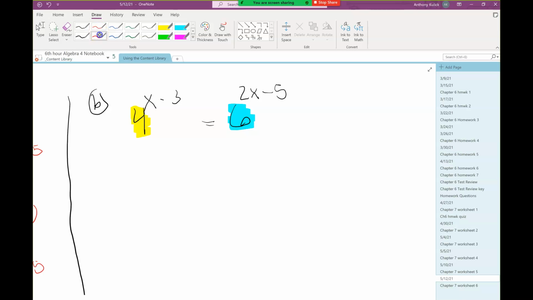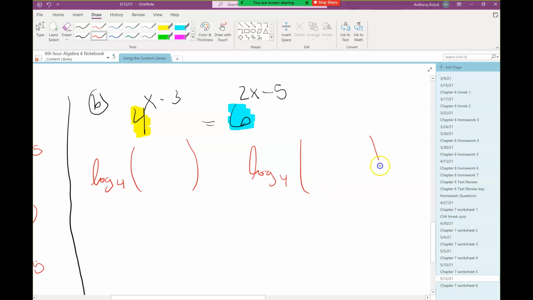So for the sake of argument, let's choose log base 4. So I'm going to do that to both sides of my equation.